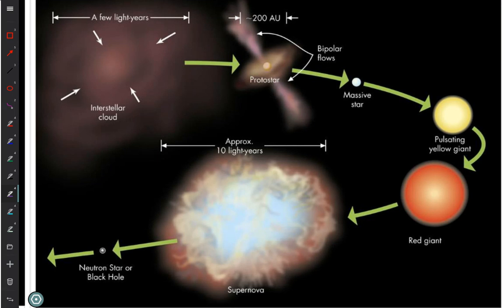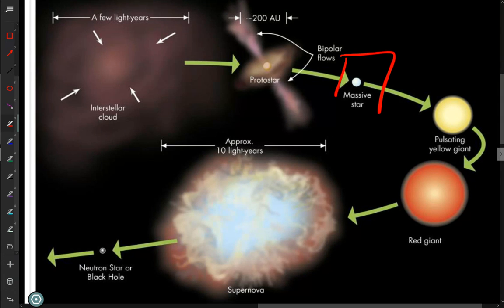But you still start with the same thing. You have that molecular cloud, shock wave, makes it collapse. You have the bipolar flow and the disk. You have the massive star. So once again, this here is main sequence.